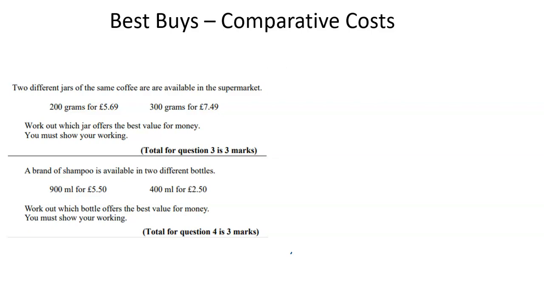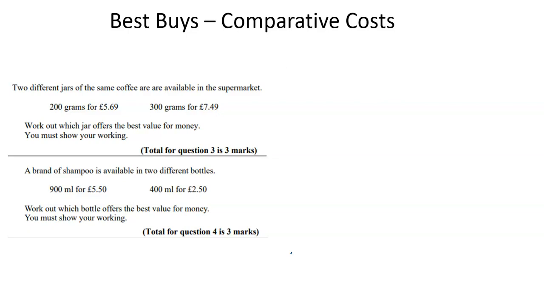Hello, and this time we're talking about best buys, sometimes called comparative costs. Essentially, it's just looking at two different sized packets of things, maybe, or just two different quantities with two different prices, and saying for the amount that you get, which one is better value. So, obviously, the smaller packet is cheaper, but per gram or per 100 grams is the more expensive one.